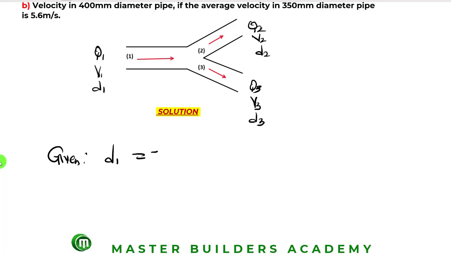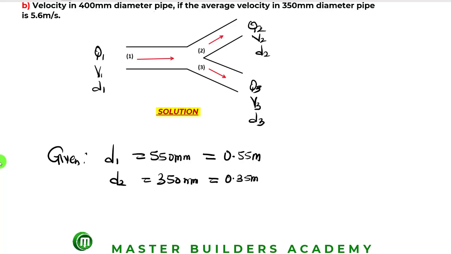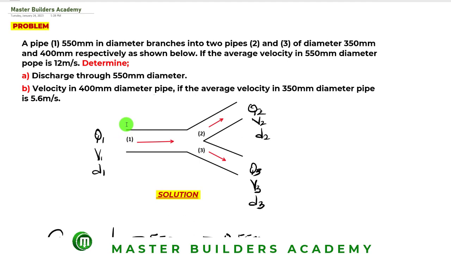Given that diameter 1 is given as 550 mm, and if we convert this to meters, we have 0.55 meters. Then diameter 2 is given as 350 mm, and if we convert this to meters by dividing by 1000, we have 0.35 meters. Then diameter 3, we are given that this is 400 mm, and if we divide by 1000 again, we have 0.4 meters.